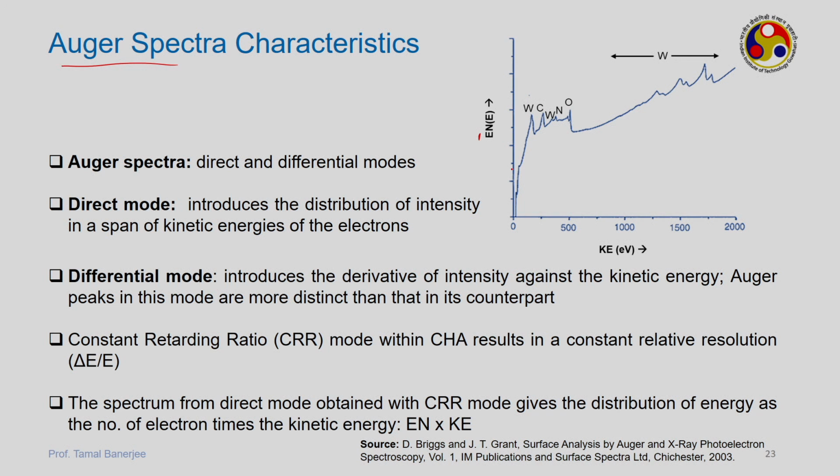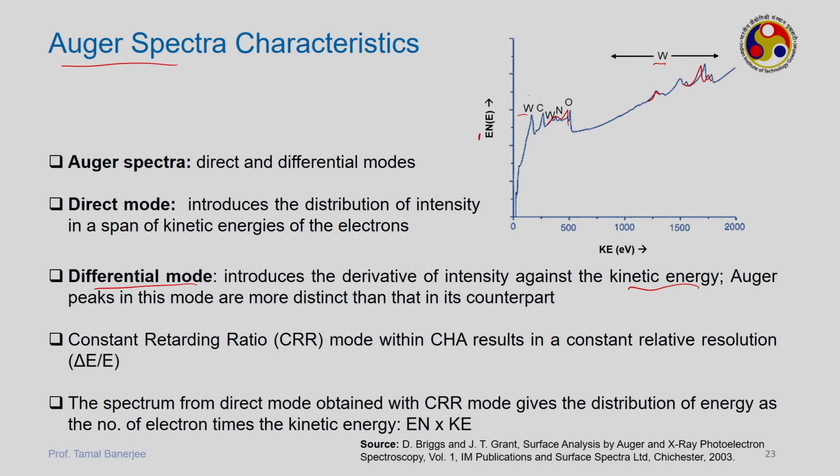You have impurities, W is the tungsten here. You can see the Auger spectra here like this. You are getting the Auger spectra, but it becomes very difficult to observe this Auger spectra in a direct mode. So we use a differential mode. What you do is you differentiate with respect to the number of electrons, the derivative of the intensity against the kinetic energy. So these are more distinct.